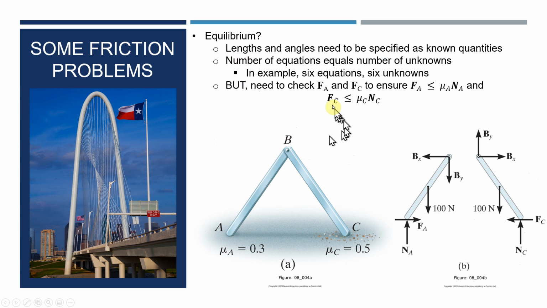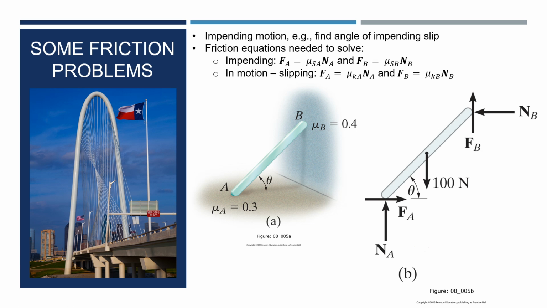So equilibrium, you have a problem like this, and you ask, can you solve it? Yes, just solve it. You have 6 equations, 6 unknowns, and you're presuming that you know the lengths and you know the angles. But at the very end, you need to check. Make sure that this force here is less than mu A NA, and that this force is less than mu C NC. So you calculate how much these forces are, and if they're less than that, you're in equilibrium. You're fine.